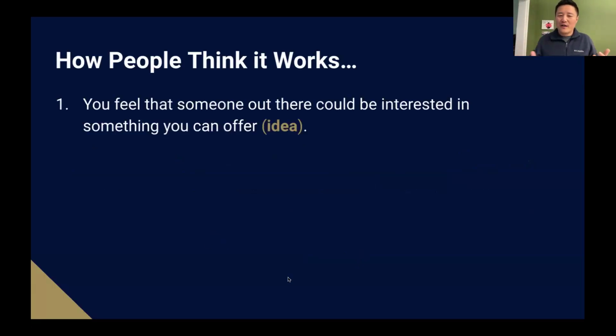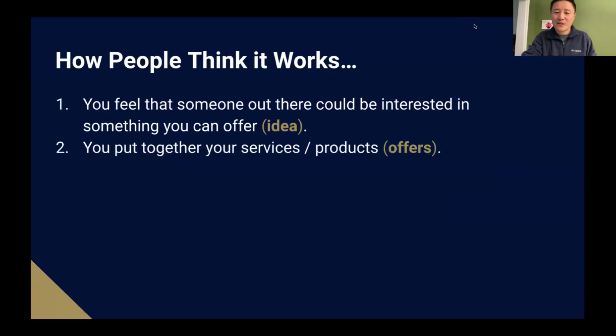Okay, you feel that someone out there could be interested in something you can offer. You have this idea, right? I think I have something that people might be interested in. I can teach something that people might be willing to pay for. Then you put together your service or products. If you don't have it already, okay, I'll just put it together. A service. I put together a program. I got my lessons. I got my materials done. Or I put together my digital course. You put it together as offers.